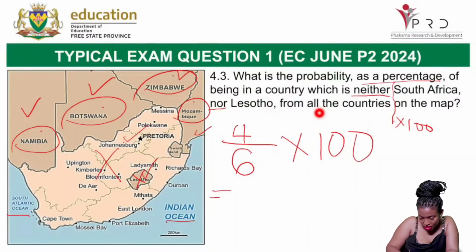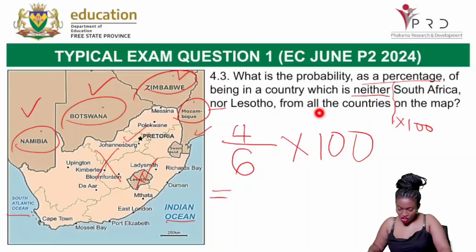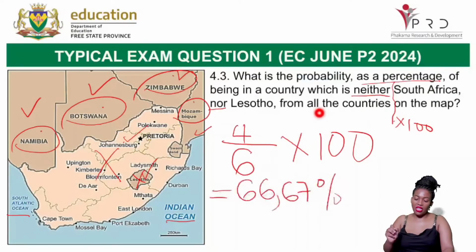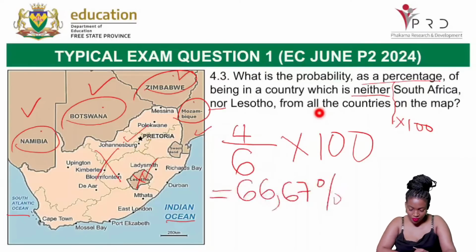multiplied by 100. So let's check the answer on the calculator then. 4 divided by 6 and then multiply that by 100. The answer is 66.67%. That is the answer that we are getting. There was no instruction that we must round, just that it must be given as a percentage.